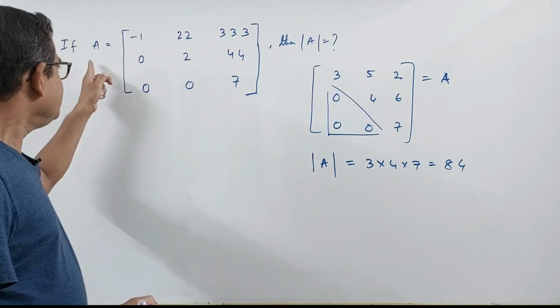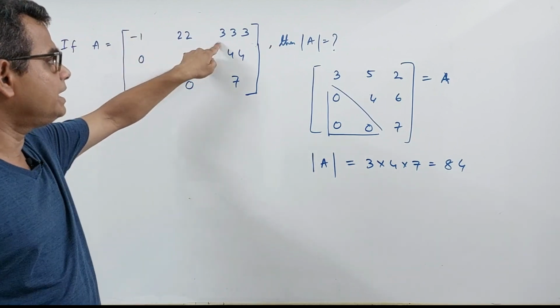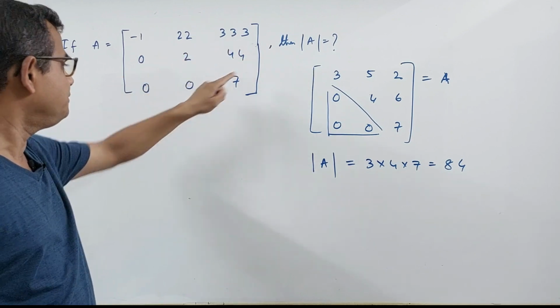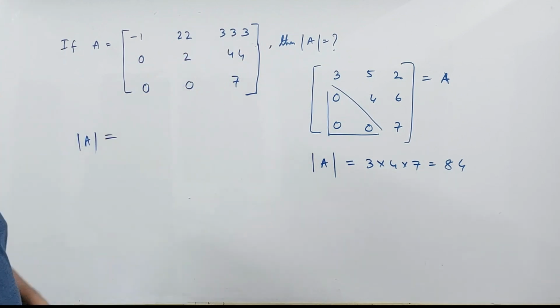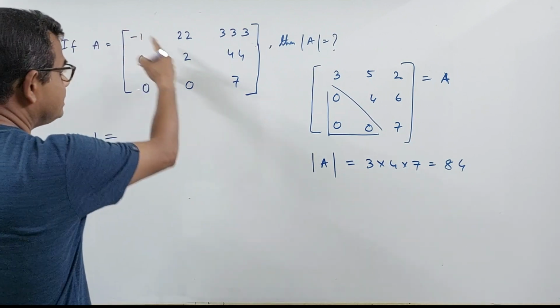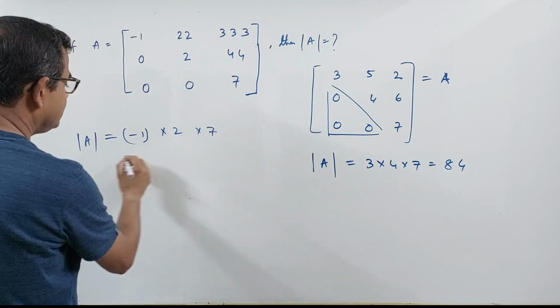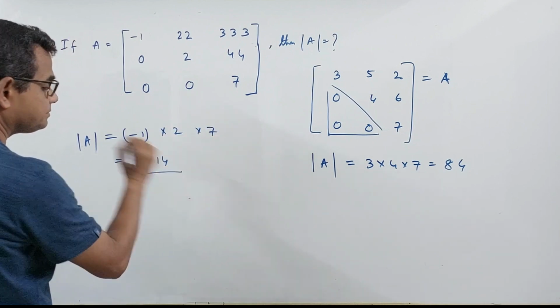And if A equals this matrix, that is minus 1, 22, 333, 0, 2, 44, 0, 0, 7, what is the value of determinant A? Just multiply the diagonal elements, that is minus 1 into 2 into 7. That is, we get minus 14.